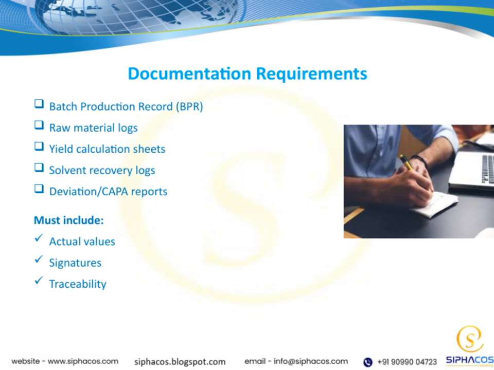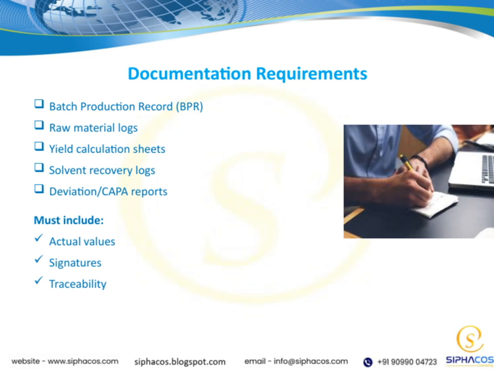Next are the raw material logs. These logs track the receipt, testing, and usage of raw materials. Proper documentation here ensures traceability back to the supplier and confirms that materials meet quality standards before use. Speaking of traceability, every entry should be signed off by authorized personnel, providing accountability and a clear audit trail.